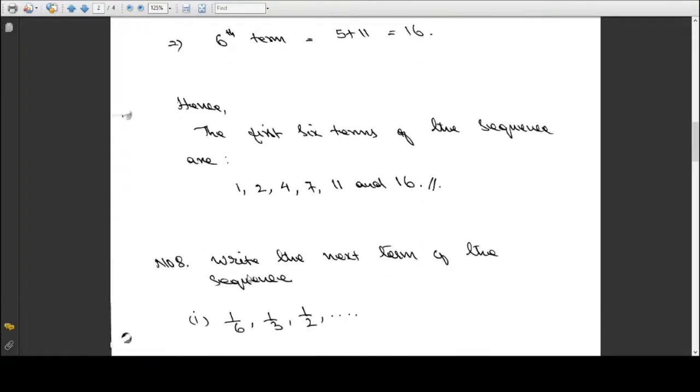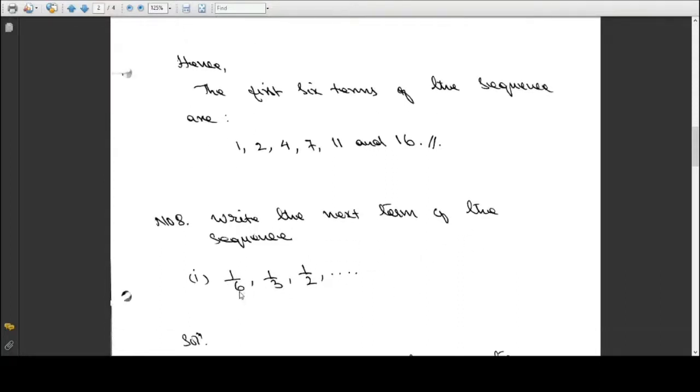Next we move to number 8. Write the next term of the sequence 1 by 6, 1 by 3, 1 by 2. Remember that in this exercise we are just discussing sequences. We have not introduced you to any formula for finding an arithmetic progression. Therefore, consider that you have no knowledge of arithmetic progression or which formula we would use for it.